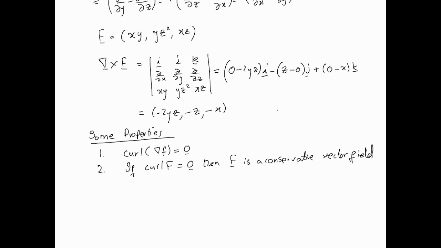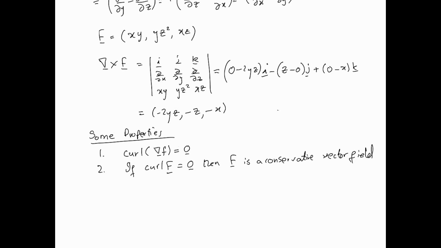Now, the curl of the gradient of f, curl of grad f, where small f is a function of 3 variables and is of course continuous up to second partial derivatives, is always the zero vector. In addition, we have a very interesting and useful idea: if the curl of f, a vector field, is the zero vector, then f is a conservative vector field.